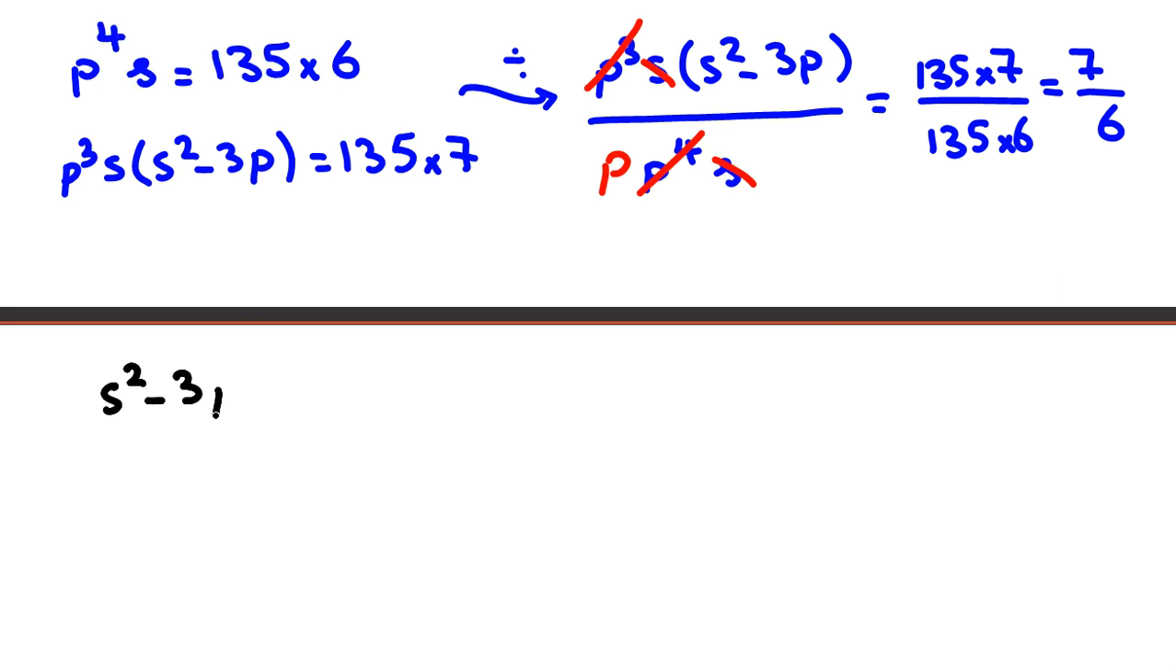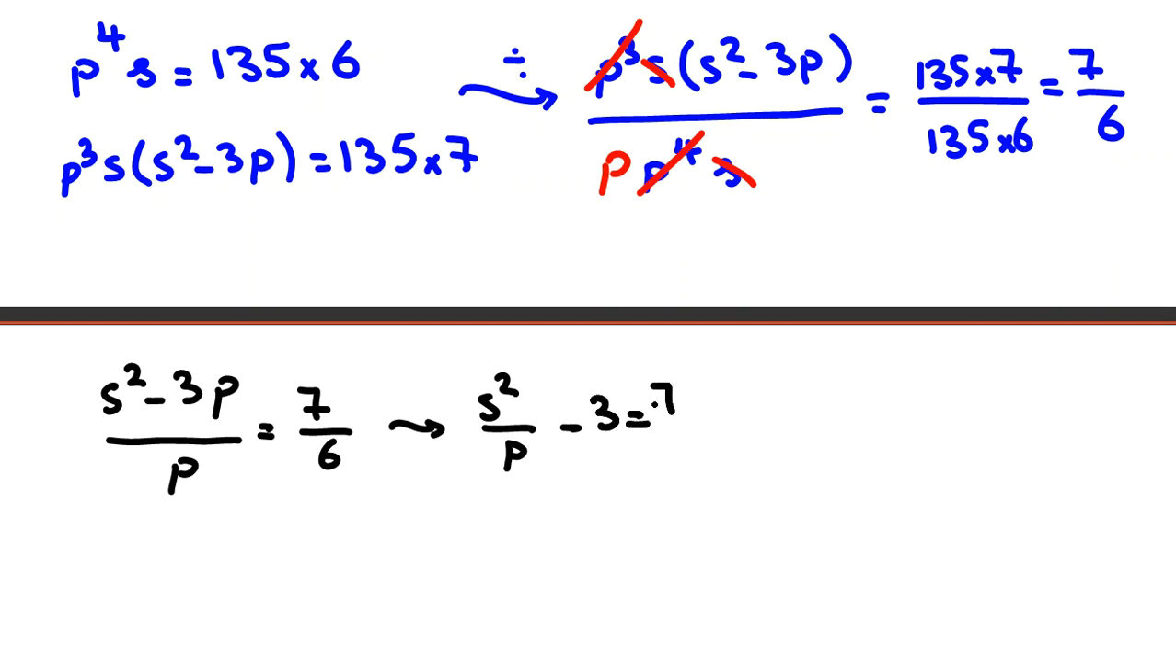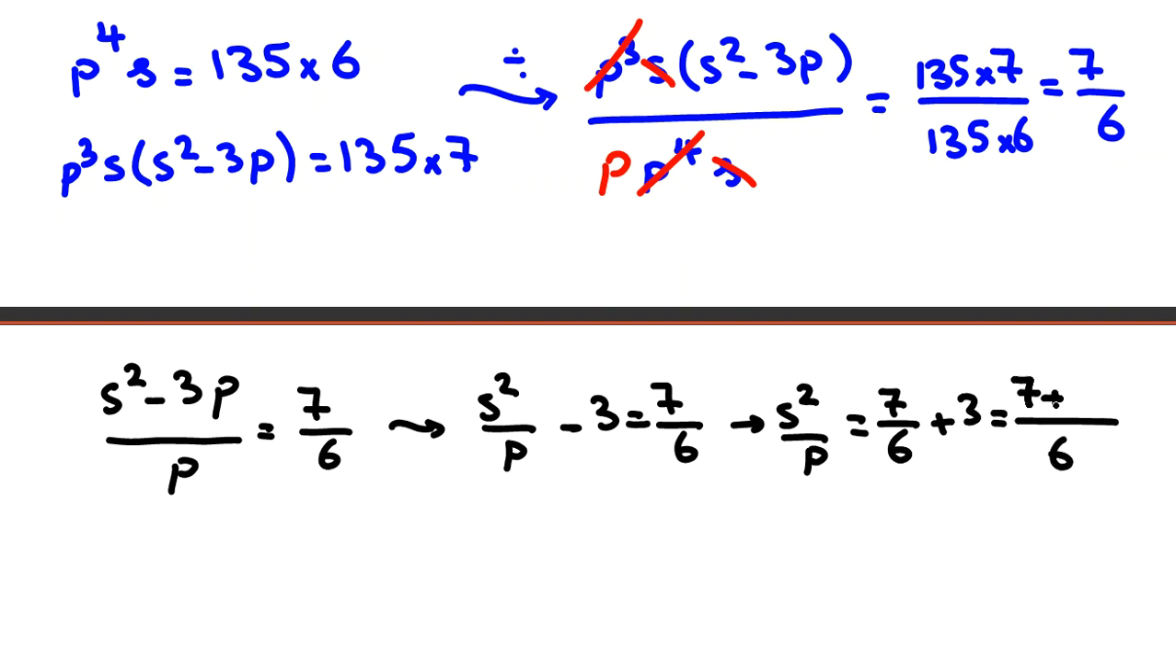S squared minus 3p all over p equal to 7 over 6. Now I can say what? I can say s squared over p minus 3p over p equal to 7 over 6, and s squared over p, if you add 3 to both sides, or take negative 3 to the right side, it will be plus 3. If we use a common denominator, it will be 7 plus 6 times 3, 18, and it will be 25 over 6.